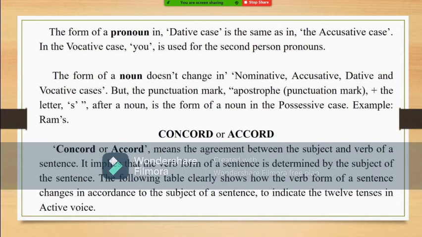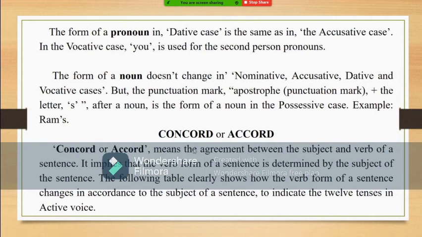Suppose he sees a snake. Here, sees is verb. Whereas if I use the subject I, I should not use I sees. I see a snake. So according to the subject, the verb changes. We have to change the verb according to the subject. That is the main point. Such agreement, that means such a match between the subject and verb is called concord or accord.